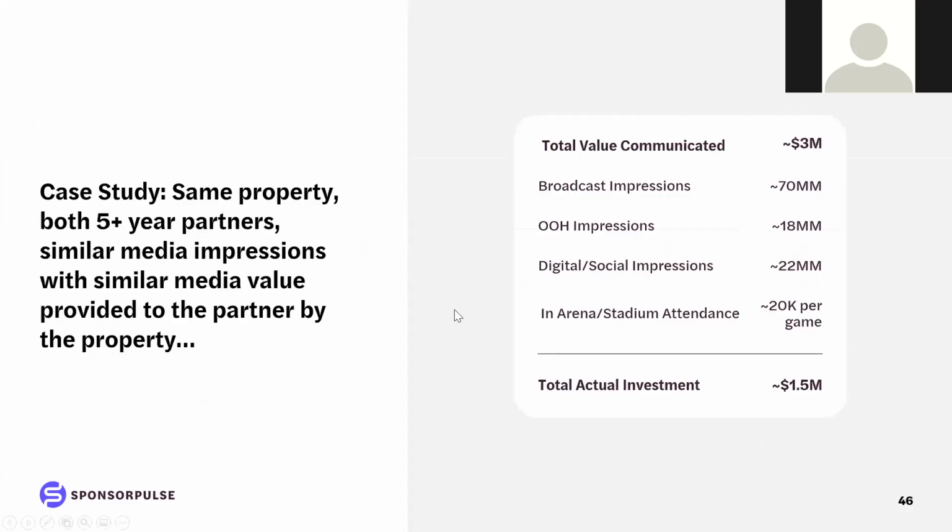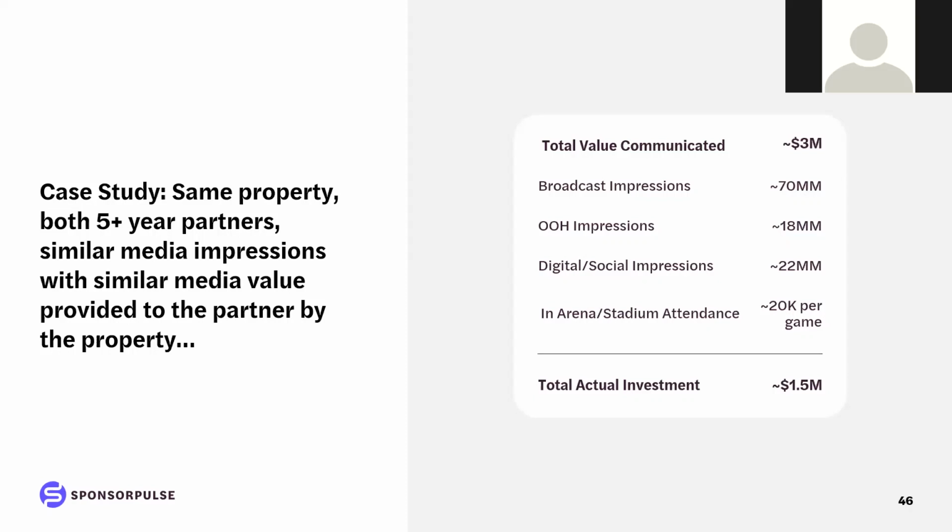So here's a case study where we had the luxury of working with two individual brands, like-type categories, not the exact same, who were evaluating their partnership for the exact same property. Both of them, and I kid you not, true story, came back with: we're spending 1.5 million, and the property is telling us it's worth 3 million. Cut in half, 50%. I get what's going on here. We have 70 million broadcast impressions, 18 million, all those things laddering up to the $3 million the property is communicating to them. They're paying 1.5, so they think, I must be getting a good deal.